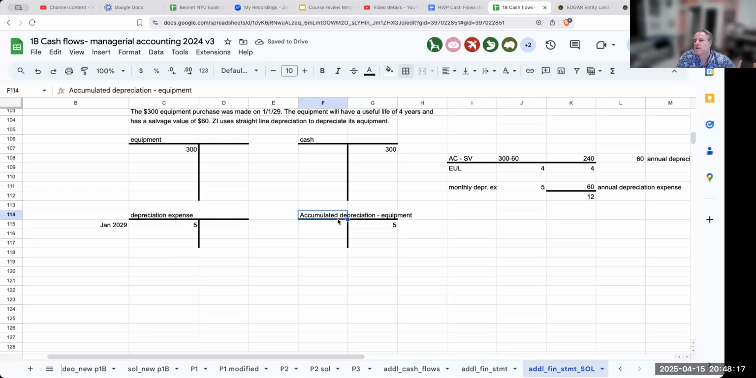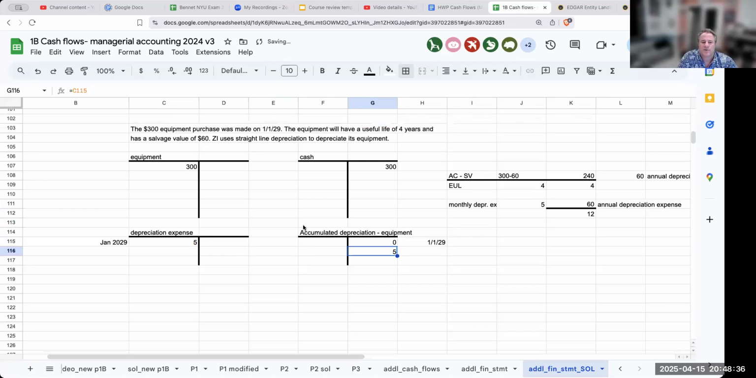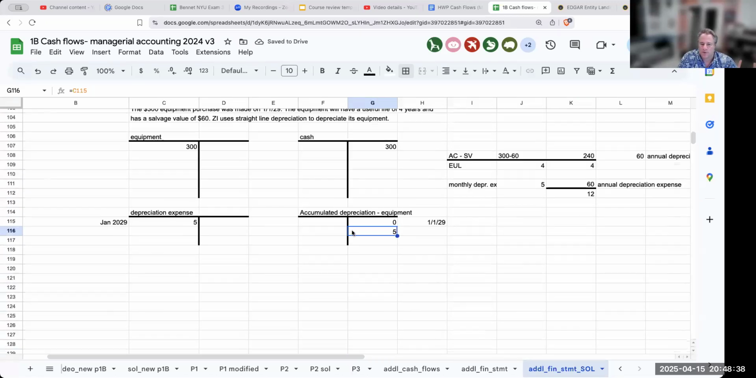Now, sometimes I will give you a balance sheet where they've already started depreciating the equipment. Just note there that you're just going to continue to depreciate it. So over here, as I purchase this on 1/1/29, my opening balance is going to be 0, right? I depreciate this over here. My ending balance as of 1/31/29 is going to be 5.